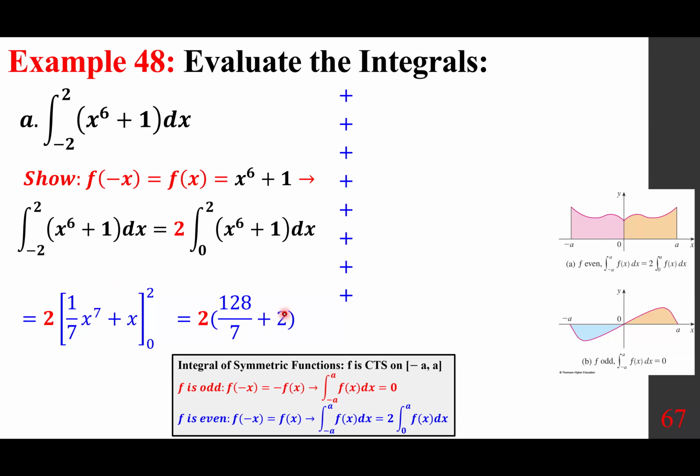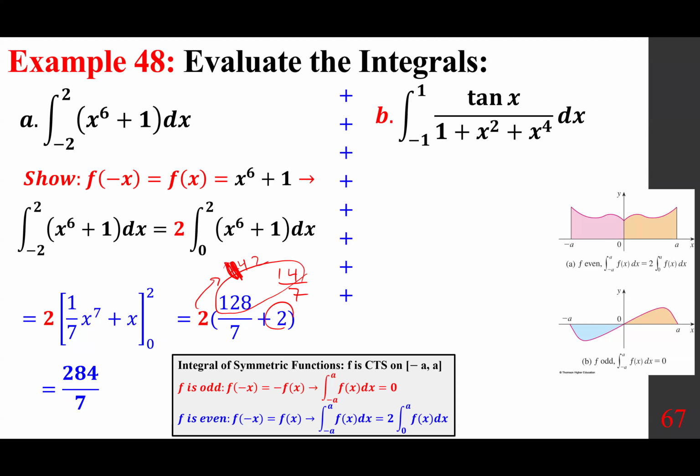2, because this is 7, times 7. It's 14 over 7. 142, my apologies. Times 2, 284 over 7.